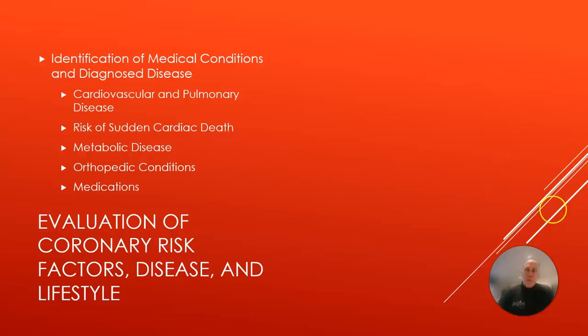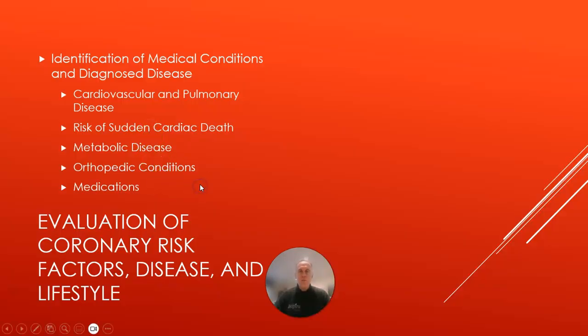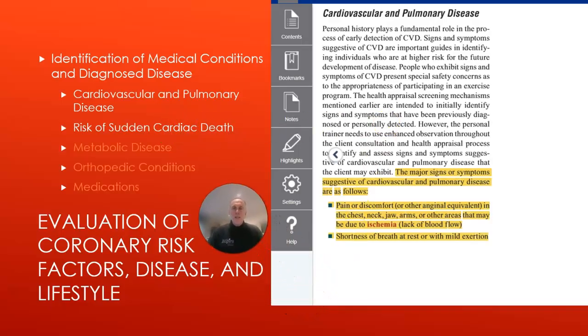So with that, the book then goes into the different medical conditions and diagnosed disease: cardiovascular and pulmonary disease, risk of sudden cardiac death, metabolic disease, orthopedic conditions, and medications. And we'll break this out like this. The ones in white we'll talk about right now: cardiovascular and pulmonary disease and risk of sudden cardiac death. These are signs and symptoms, right? And these signs or symptoms are right there on that 8+1, and you can see them on the bottom. You can even see them on the American College of Sports Medicine algorithm, and it's in the footer.